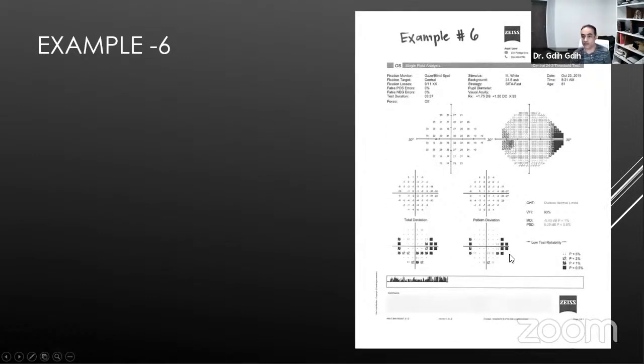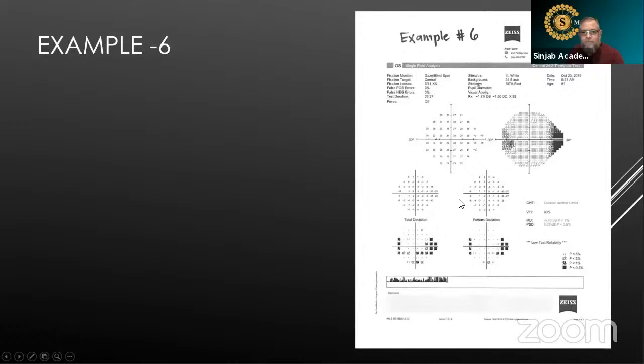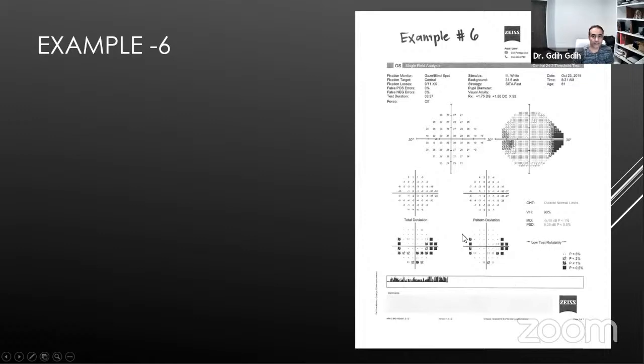Okay, let's look at this one. Look how terrible their gaze tracker is. Look at that, up and down, up and down. And then look at the fixation losses, 9 out of 11. I brought it anyway, and it does show here. The machine will tell you low test reliability. It will mark it down there. Sometimes we'll put a comment, just to tell you.